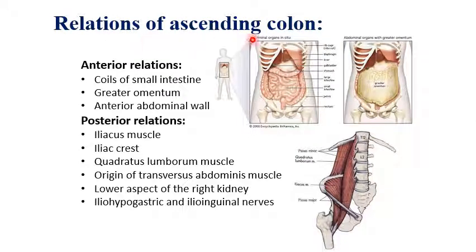What are the relations of ascending colon? In the anterior relations, coils of intestine आएंगे, greater omentum का भी part आएगा कुछ, then anterior abdominal wall most anteriorly. Then in the posterior relation, muscles of the back, iliacus muscle, iliac crest also, then quadratus lumborum muscle, and transversus abdominis muscle also, its origin. Then lower aspect of the right kidney will also come in the posterior relation. Then two nerves, iliohypogastric and ilioinguinal nerves.